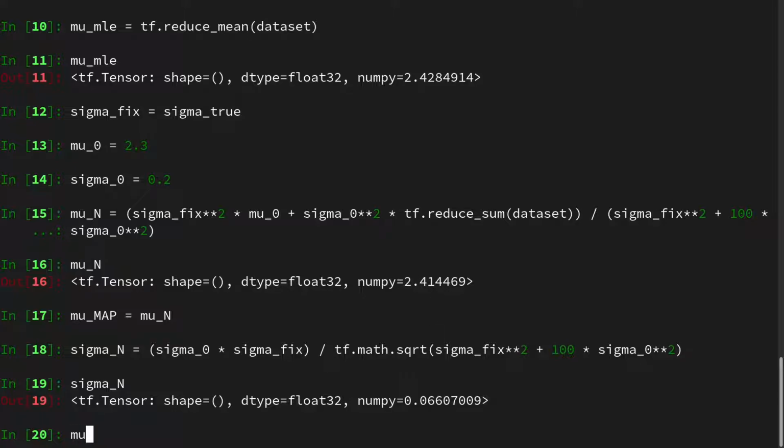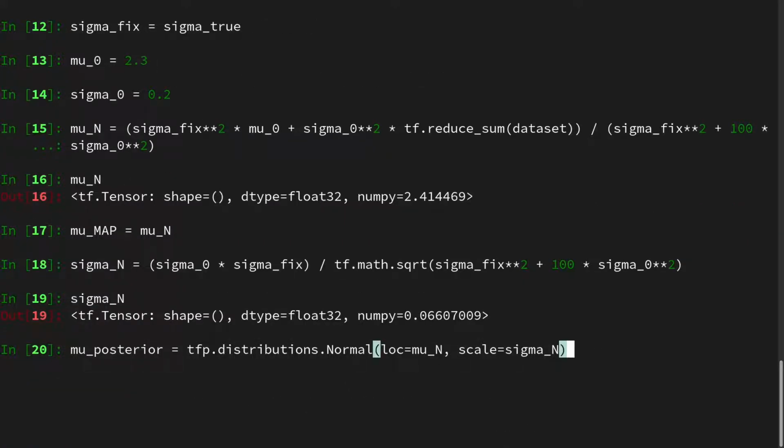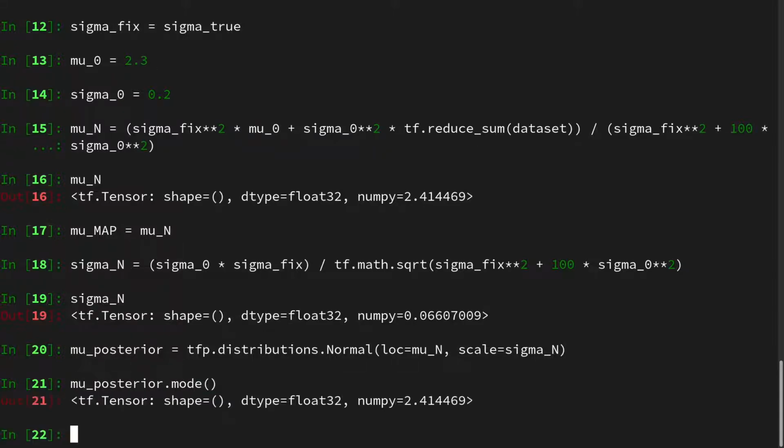So let's also create the posterior over the mu, and for this we will use another normal distribution, and the location is mu n or mu map, because they are identical, and the scale, of course, is sigma n. Then let's close this, and here we can query, for instance, the mode of this distribution, and we see the mode is identical with the map or the mu_n, and for this we also show that the mode of the posterior is, of course, the maximum a posteriori estimate.